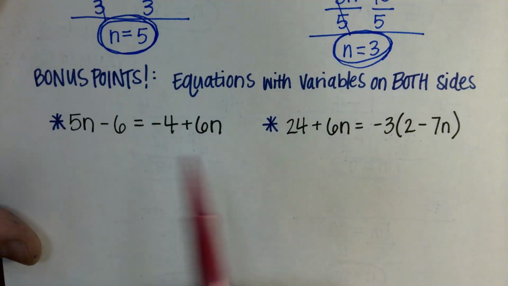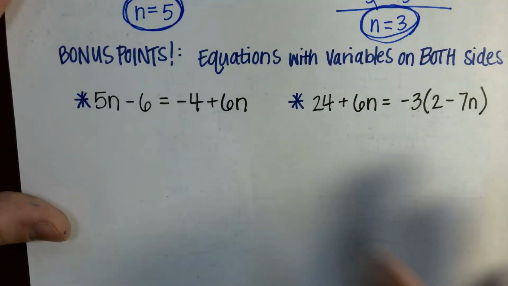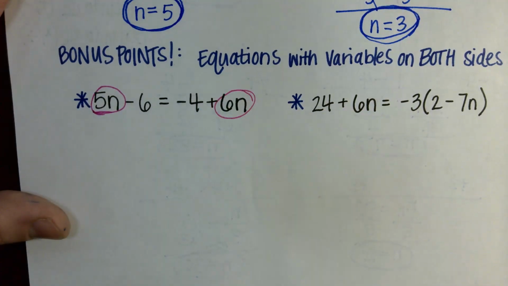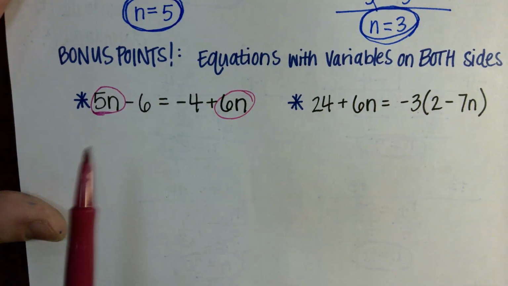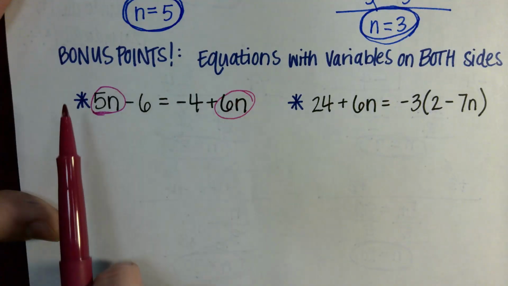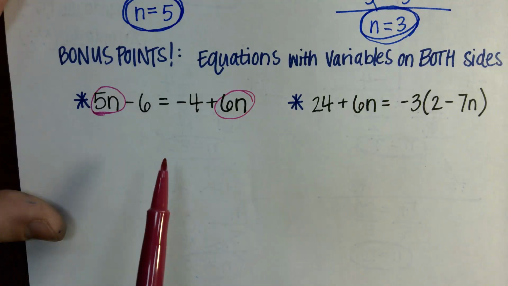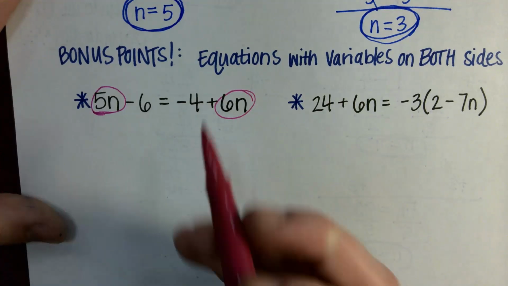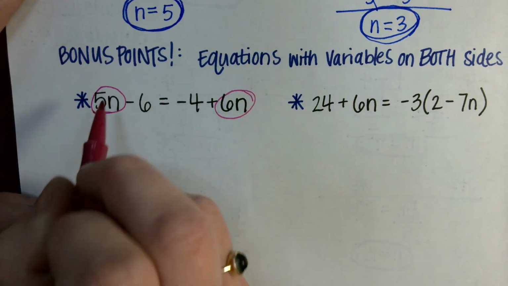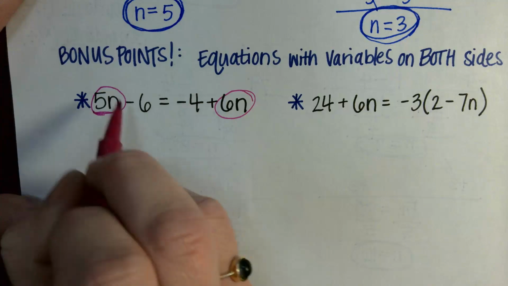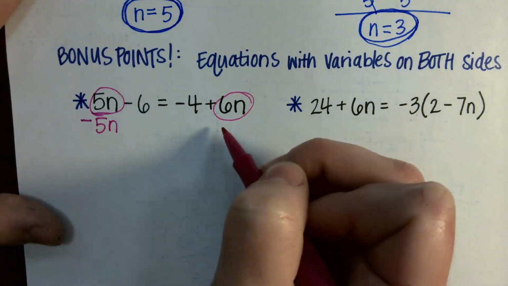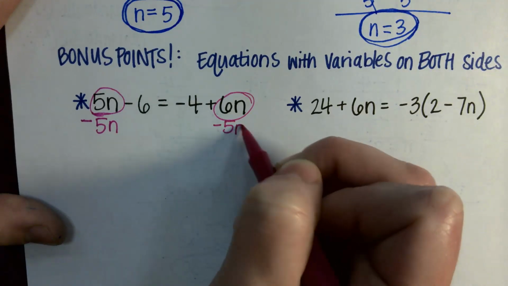So in this first one, where are my like terms? Yes, I've got a 5n and I've got a 6n. Okay, so I have 2 options here. I could subtract 5n from both sides, or I could subtract 6n from both sides. Let's do 5n. If we subtracted 6n, we would end up with a negative n over here because 5 minus 6 is negative 1. So we like to try to avoid negatives when possible. So minus 5n and minus 5n.